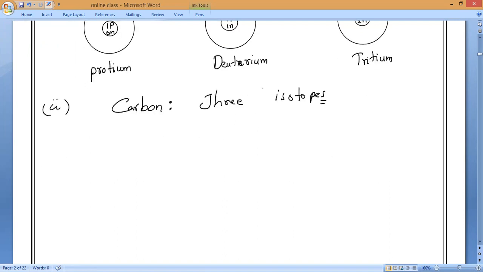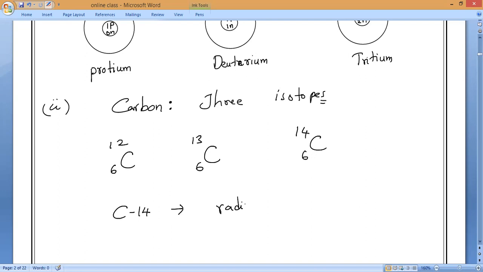The first one, there are no names for these, so directly we can go with it. First one, C-12. Second one, C-13. Third one, C-14. Clear? So C-14 is the one called a radioisotope. Please remember that. We have use of this one. We will study applications of radioisotopes by the time we study this. Radioisotope of carbon, we will say that.